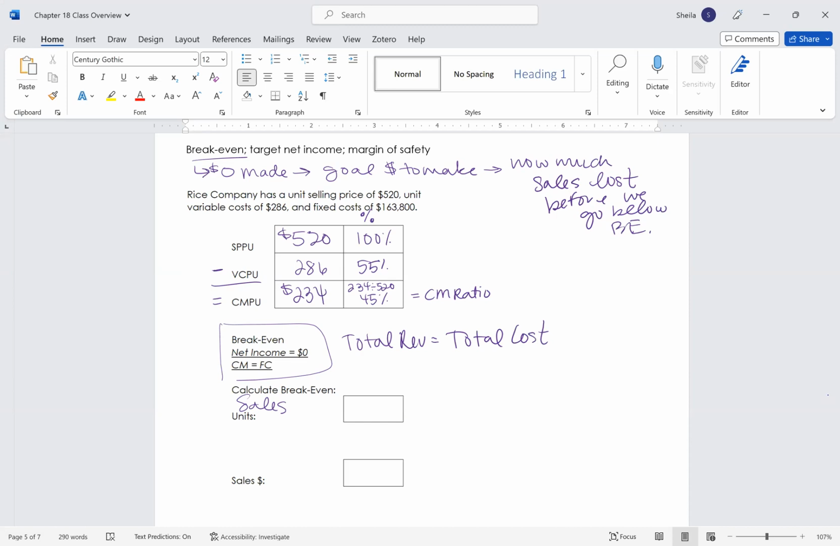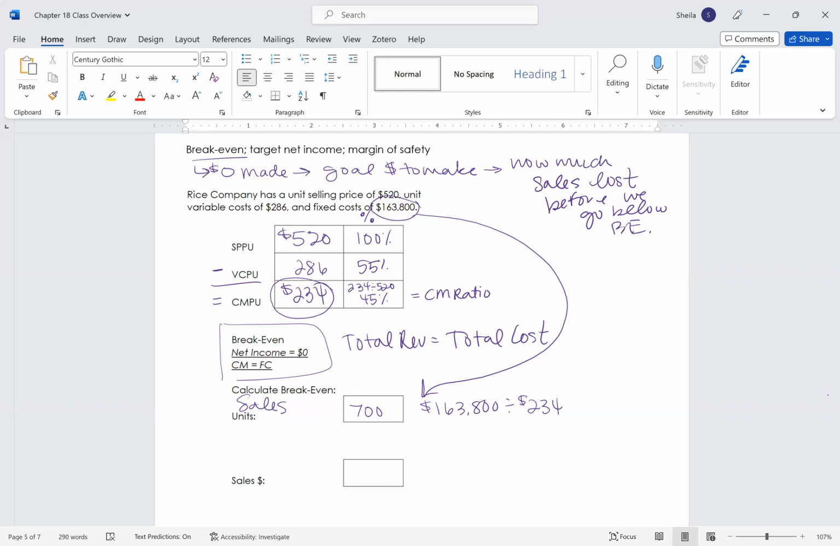So when we calculate break-even sales units and we know our contribution margin per unit, it makes it fairly straightforward, okay? So how much do we need in contribution margin to cover our fixed cost? Well, we need 163,800. So how do I calculate my break-even units? I take my fixed cost of 163,800 divided by $234 per unit. Now that gives me 700 units. So if I sell 700 units, I can break even.